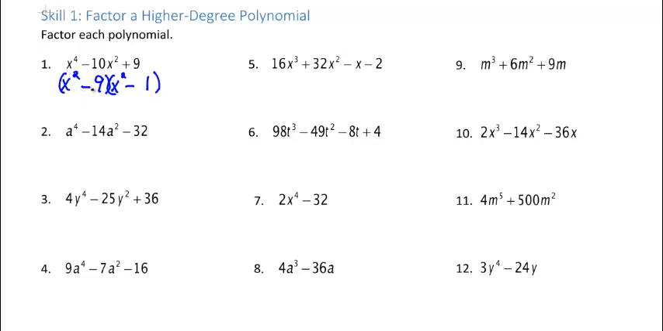Now, x squared minus 9 is a difference of two squares that factors as a product of the conjugates x minus 3 times x plus 3. Similarly, x squared minus 1 is a difference of two squares, so that factors as x minus 1 times x plus 1.